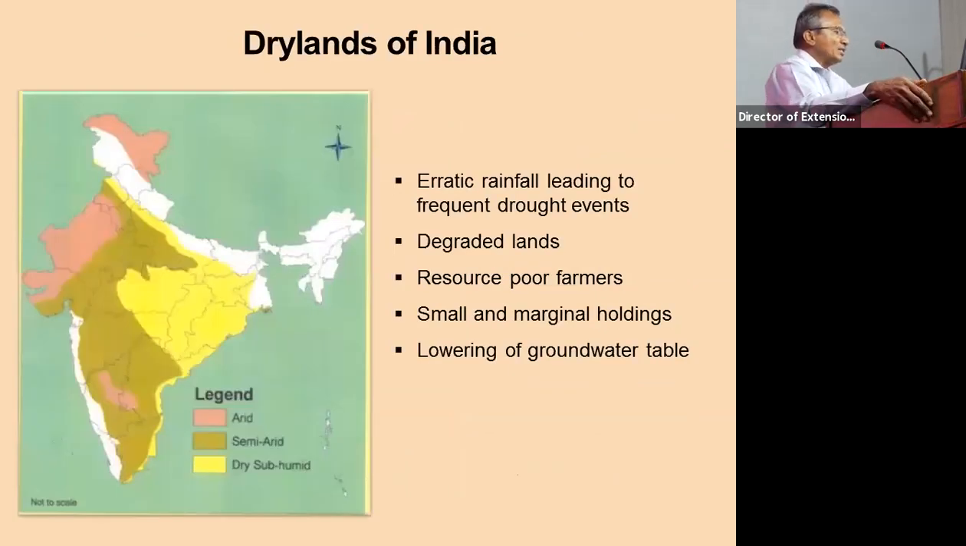So in drylands, in India, most parts of India are under dry farming situations or dryland culture only. So the degraded lands, most of the lands, if you go to Madhya Pradesh, Chambal Valley, you can see the degraded lands. And the farmers in dryland agriculture are very, very poor because of lack of support from the crops. So small and marginal holdings, highly fragmented, holdings are very small, and the groundwater table is very, very deep.